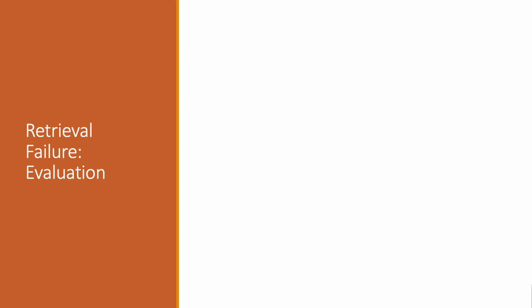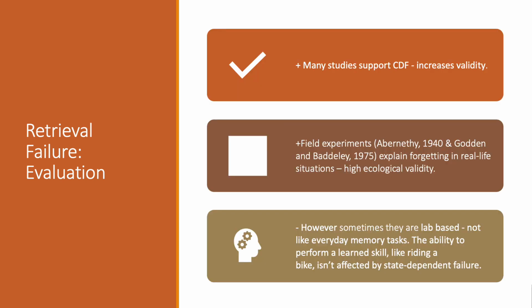So a strength of retrieval failure as an explanation of forgetting is that many studies support cue-dependent forgetting. You can talk about Goodwin, Godden and Baddeley, Abernethy. There's lots and lots of studies you can talk about, and this increases the validity because there's so much research support. Another strength is that retrieval failure has been investigated by field experiments.